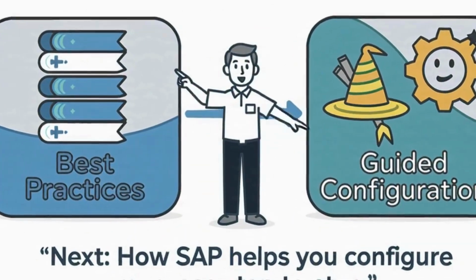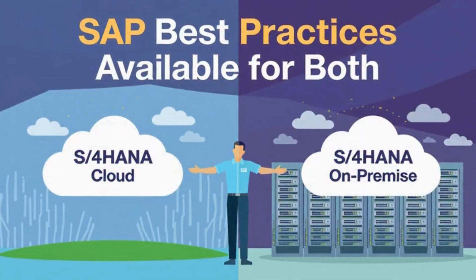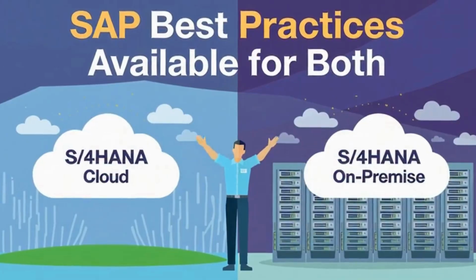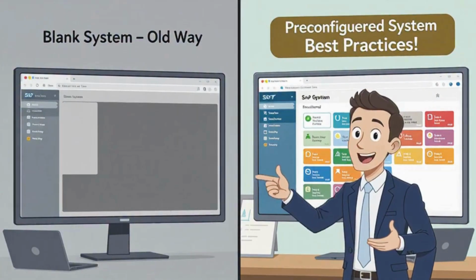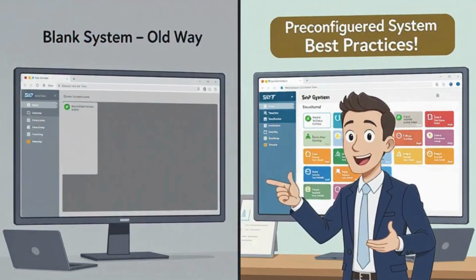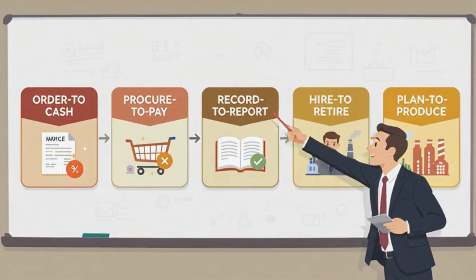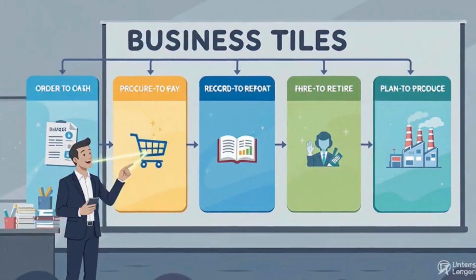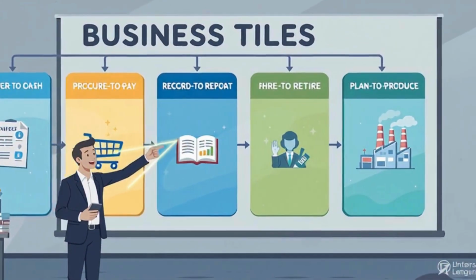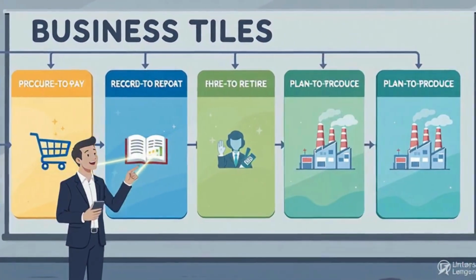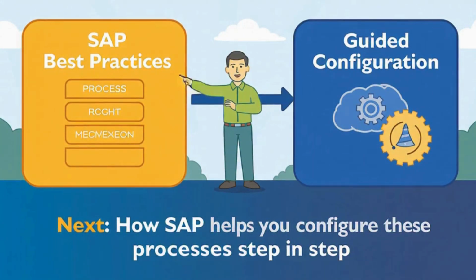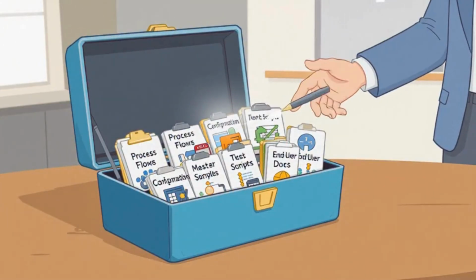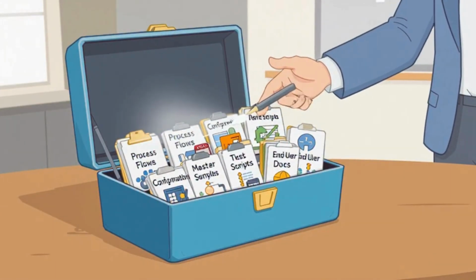When an organization starts an SAP S/4HANA implementation, instead of beginning with a blank system, they start with a pre-configured solution, a working system that already includes standard business processes like order to cash, procure to pay, record to report, hire to retire, plan to produce. Each of these processes comes with predefined process flows, configuration settings, test scripts, master data samples, and end-user documentation.